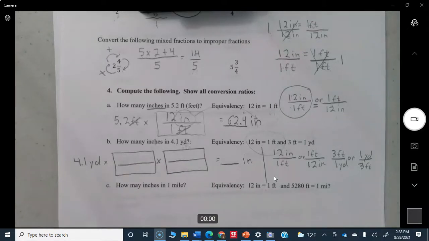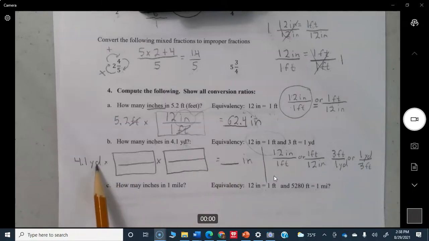Okay, so we're going to need two conversions to get there, because neither one of these will do it by itself. So how do you know which ones to use? You've got 1, 2, 3, 4 choices. Well, you start with yards, and you're going to end up with inches.